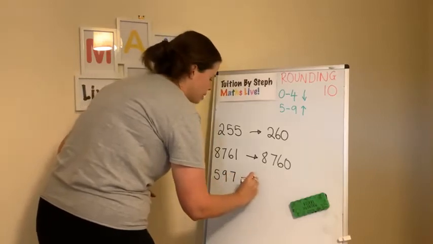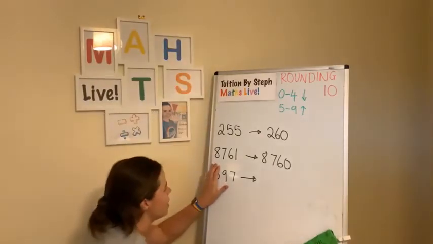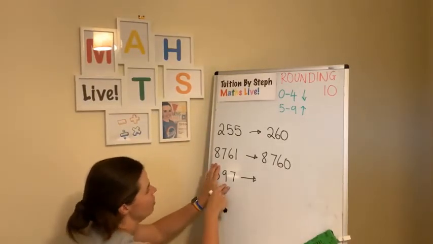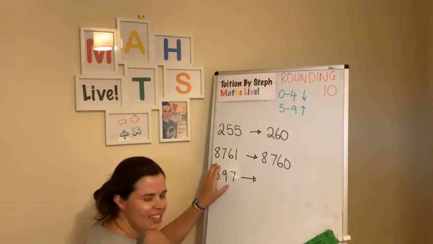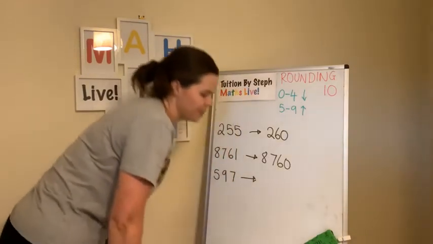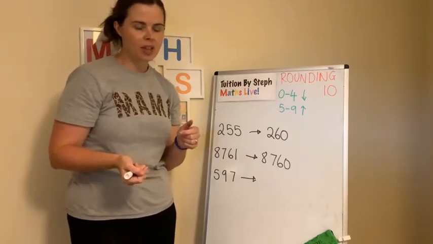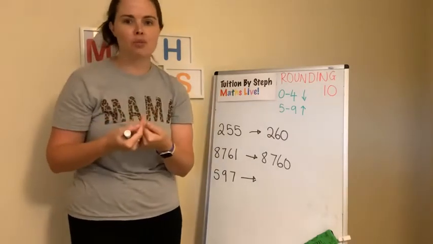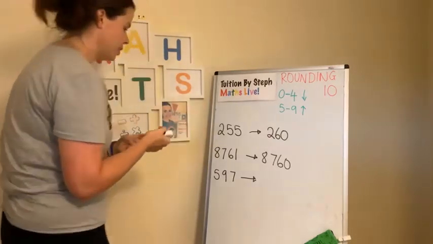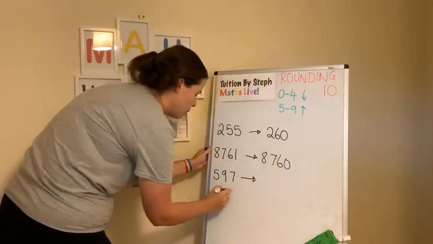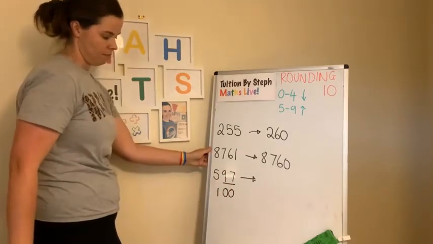597 rounded to the nearest 10. Let's ignore the hundreds to start. Now, 97 rounded to the nearest 10. We're in the 90s. Then the next 10 after 90 is 100. So don't panic if that happens. That just means we've got to regroup, like when you're adding. We've got to add one into the hundreds column. So essentially, the 97 is changing to that.